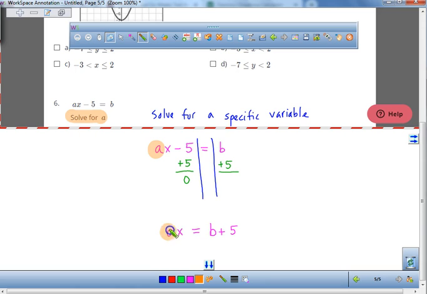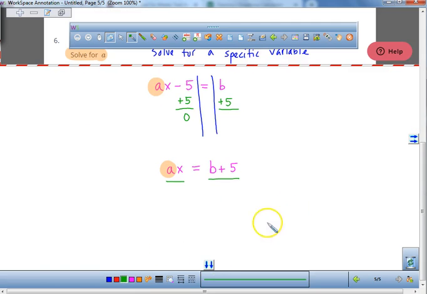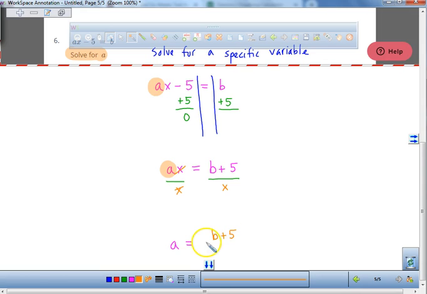Once again, remind yourself, what are we solving for? We're solving for a. So I have to divide both sides by a particular variable to be able to solve for a. Does anybody know what variable I would have to divide both sides by? I heard it. X. X divided by x cancels out to a 1. Your final answer is the sum of b and 5, all divided by x. This is your answer.